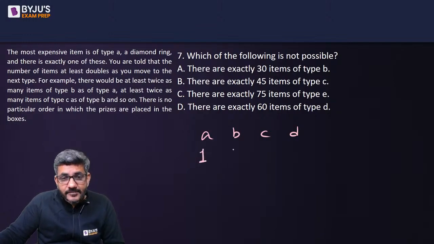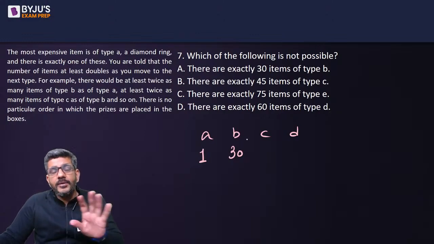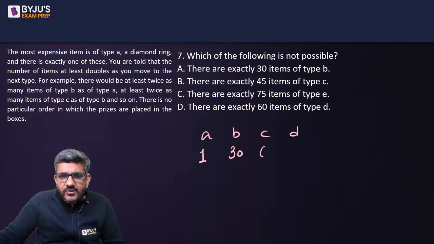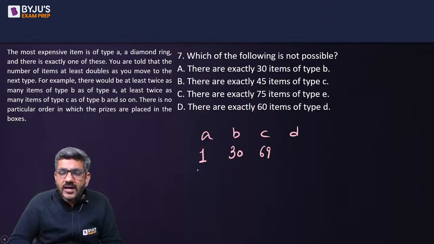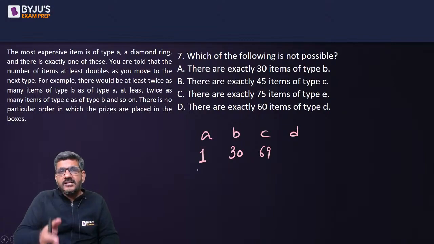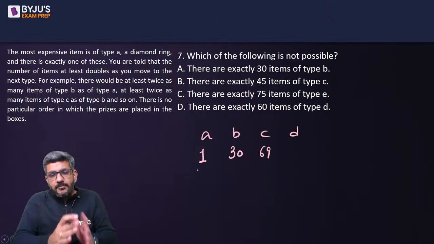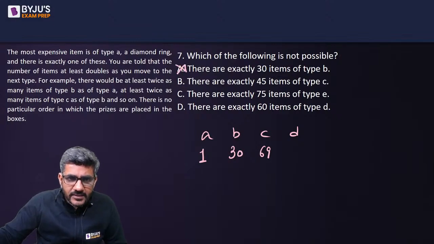1 है इसका. 30 अगर मैं B के ले लूं तो टोटल बन गए 31. I need how many more articles? 69. So yes, I can take 69 here. That makes the total 100. So why can't I have 30 articles of type B? I hope you can see, 1 plus 30 plus 69 is making the total as 100. So yes, that's possible. So this is not my answer.